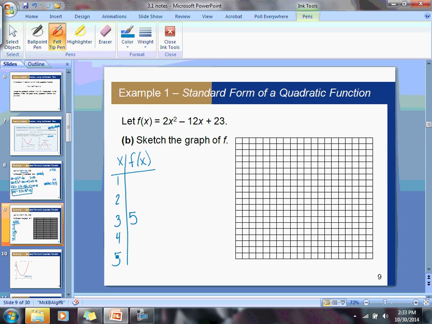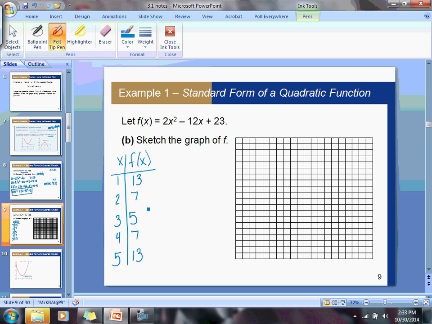Okay, so that way you know where to look in your table of values on your graphing calculator. And if you didn't have your graphing calculator, you could still substitute in 1, square it, and times it by 2. 12 times 1 is 12, so take that minus 12 plus 23, and you'll get 13. Or just put the equation into your graphing calculator and let it do the computations for you, and you just put the values in off the table.